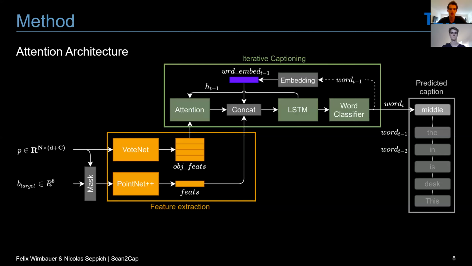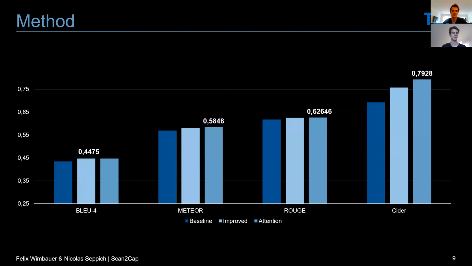All right, so that's so far for the theoretical part. Let's jump to the results. To evaluate the performance of our models, we use a set of 4 commonly used NLP metrics, namely the Bleu-4, Meteor, Rouge, and CIDEr scores. And we can see that with every model iteration, we're able to improve the performance of our model by a slight margin, and our attention model performs the best for 3 out of the 4 metrics. For the Bleu-4 score, it's basically on par with our improved architecture.